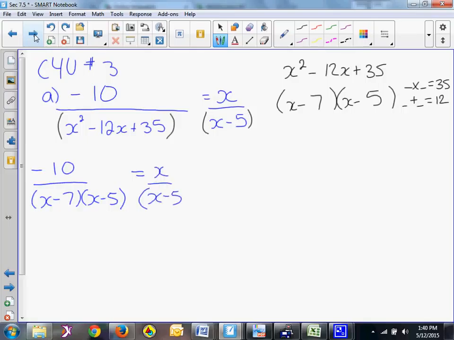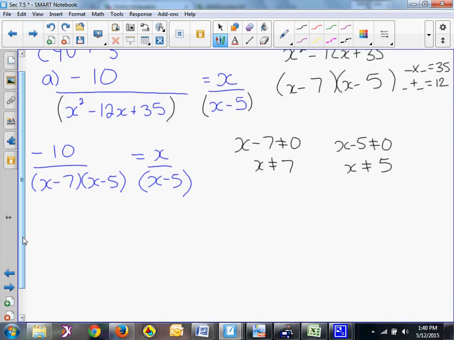Now I'm going to find my non-permissible values. So x minus 7 can't be 0, so x can't be 7. x minus 5 can't be 0, so x can't be 5. And then we have x minus 5 again, so that's good. My lowest common denominator is x minus 7, x minus 5, and then x minus 5, but we already wrote it down, so we're good.